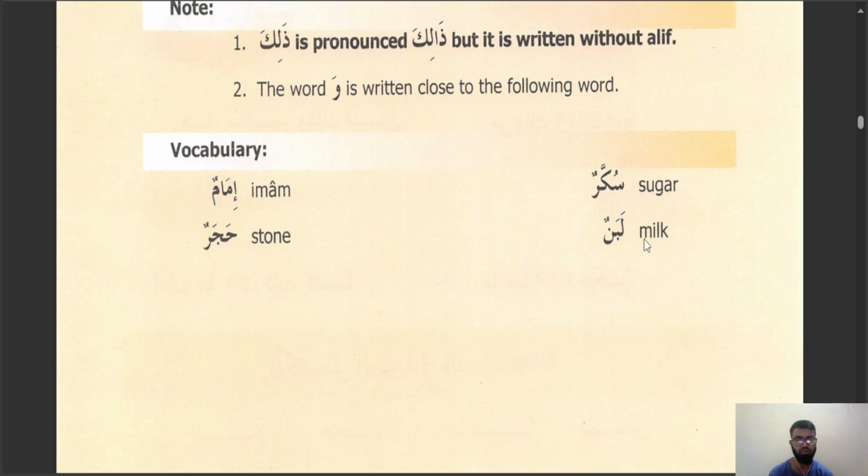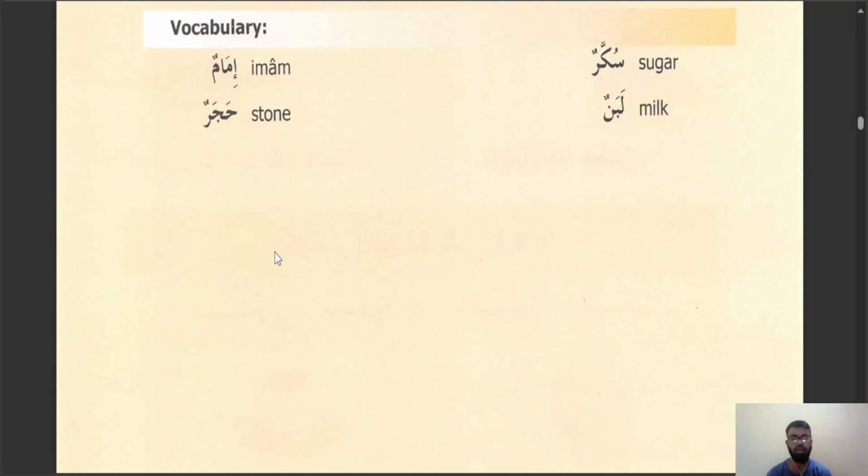Now we will recap the vocabulary. Sukkar, sugar; laban, milk; imam, imam; hajar, stone. And that is the end of lesson 2.